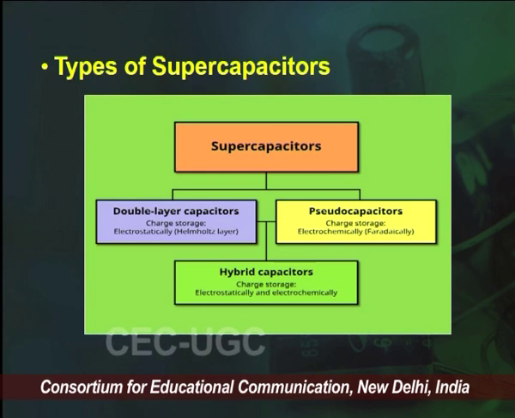There are three types of supercapacitor based on the storage principle. Supercapacitors are also referred to as gold capacitors, power capacitors, ultra capacitors or supercondensers. On the basis of their charge storage mechanism, they are classified into three types: the double layer capacitor, the pseudo capacitor, and the hybrid capacitor. The hybrid capacitor we make by using these two electrodes, double layer capacitors and pseudo capacitors.